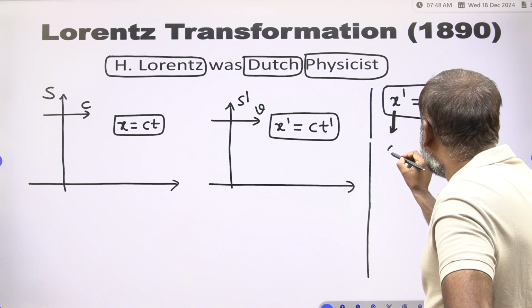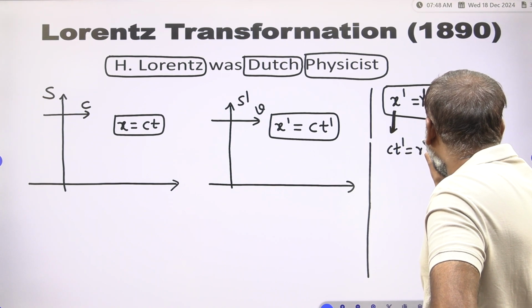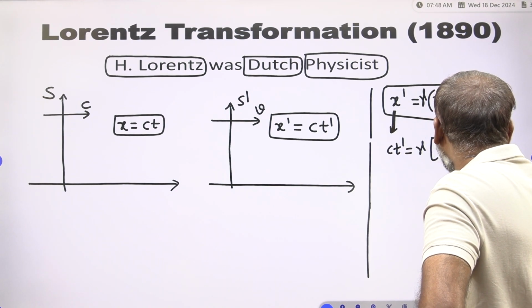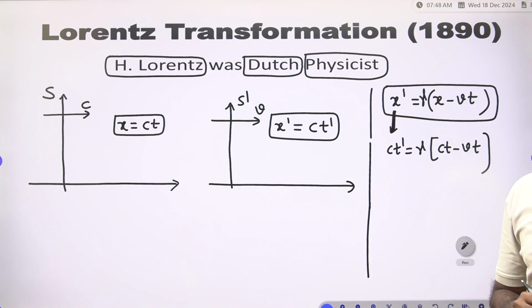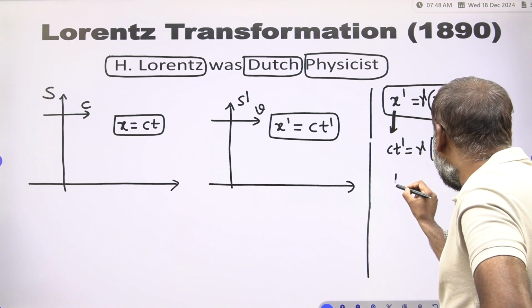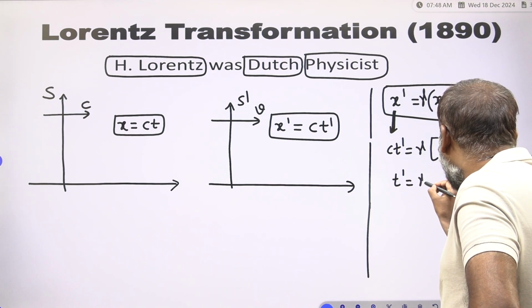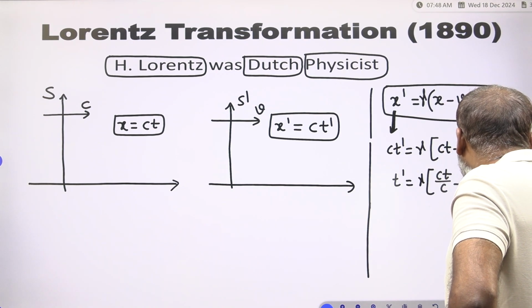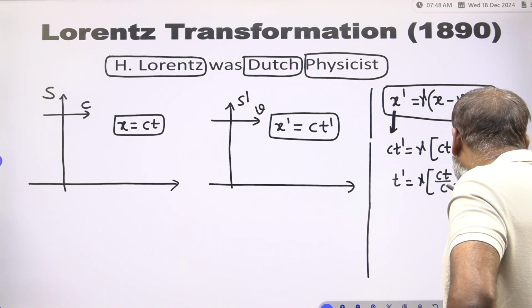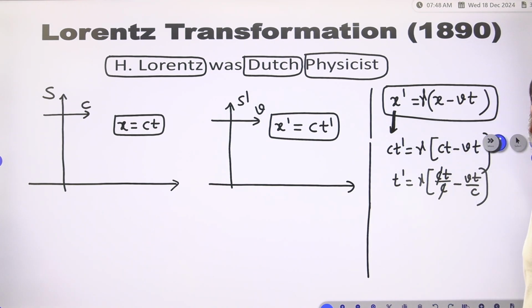x dash is equal to ct dash, which is equal to gamma into x is equal to ct minus vt. I am writing ct minus vt. Clear? So, therefore, t dash is equal to gamma into ct divided by c minus vt divided by c. I have to write. The c gets cancelled. Clear? You have to take the c cancelled minus v by t into c cancelled.